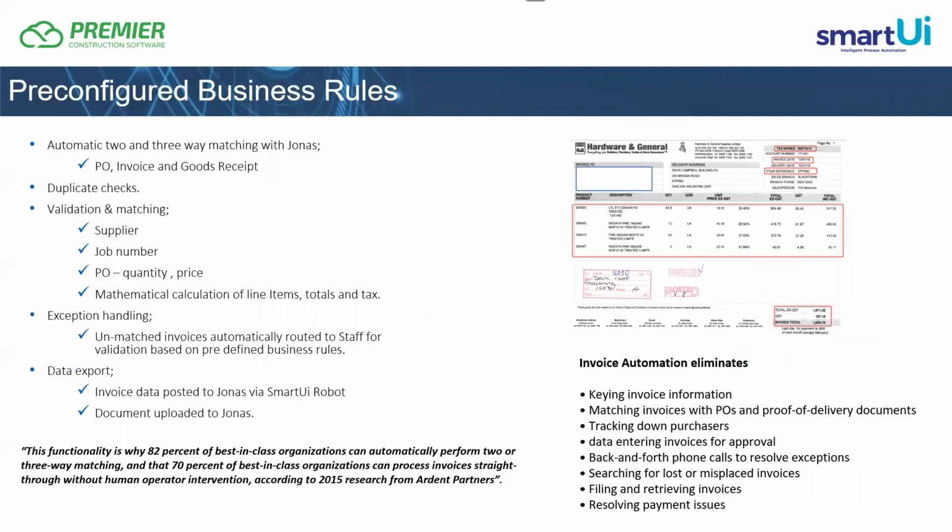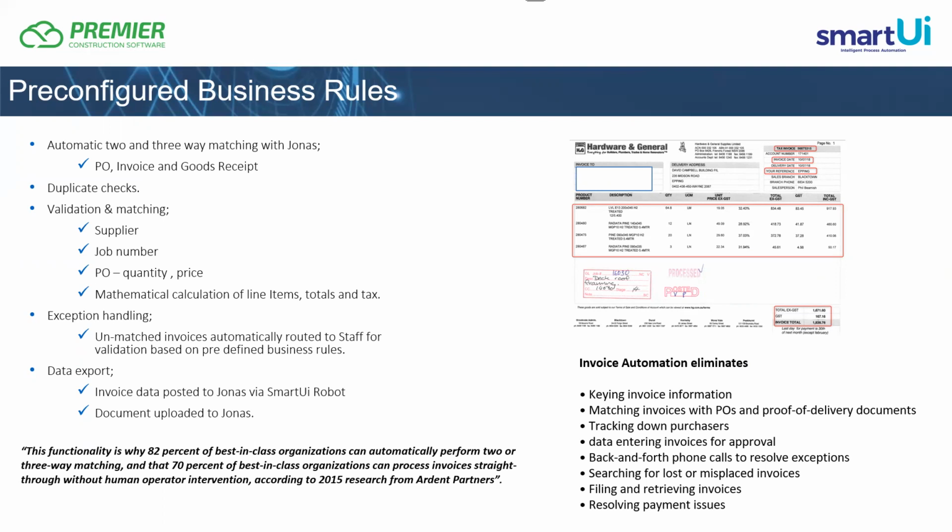In relation to business rules, these are totally configurable to your end process. Doing automatic matching of purchase orders, invoices, goods receipts, job numbers, and vendors is out of the box. We do that automatically. As soon as somebody has a look at an invoice, the vendor has been validated, the purchase order has been validated, all the data has been extracted, and it's ready for someone to check before it goes into Premier if it has any issues.